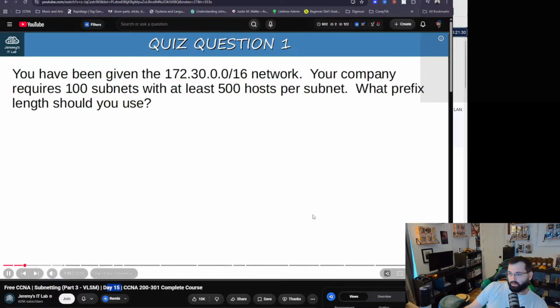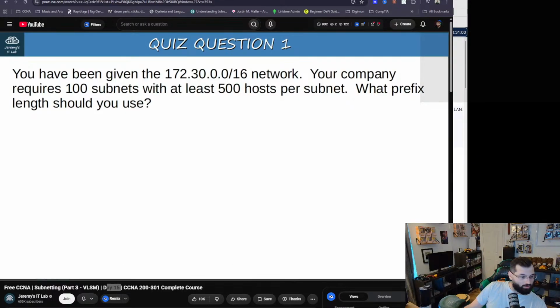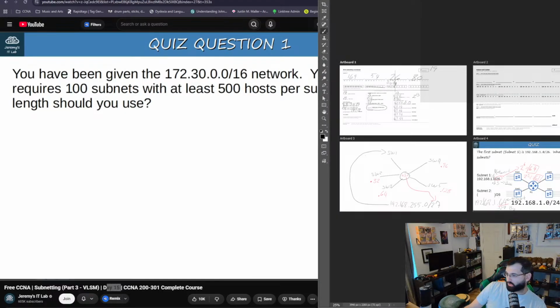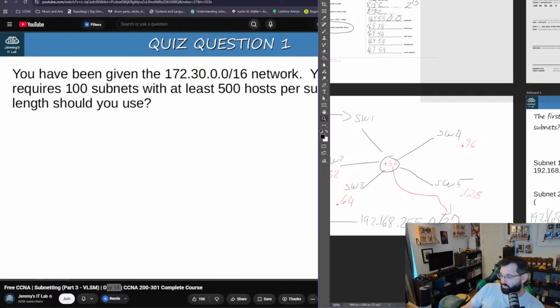Okay, here's question 1 from the last video. You have been given the 172.30.0.0/16 network. Your company requires 100 subnets with at least 500 hosts per subnet. What prefix length should you use? Okay, so we should know how to do this because of the study session we did yesterday. So let's open up Photoshop here, and we'll walk through it and see if we're correct now that we're armed with our newly found knowledge, because knowledge is power.